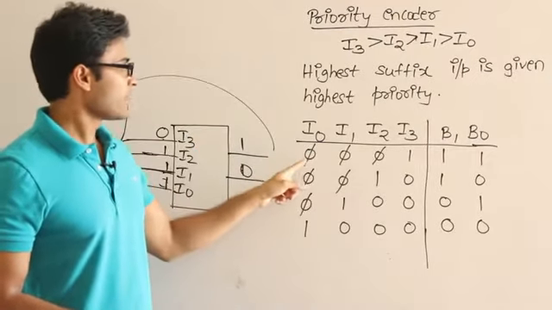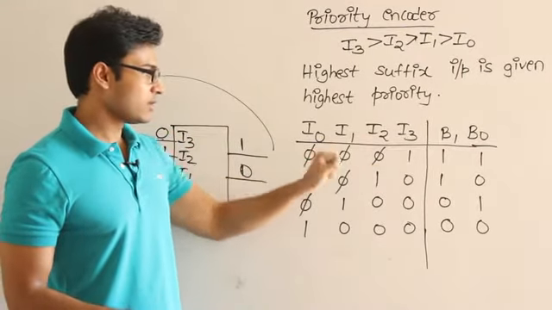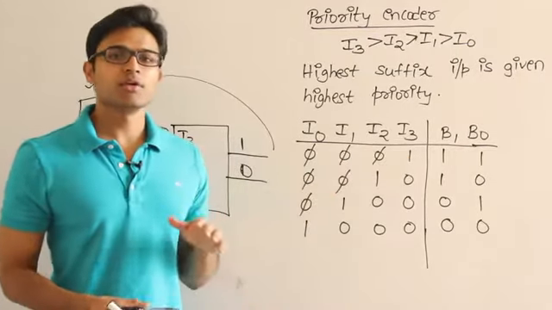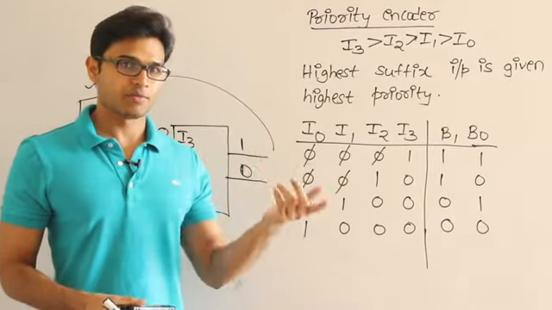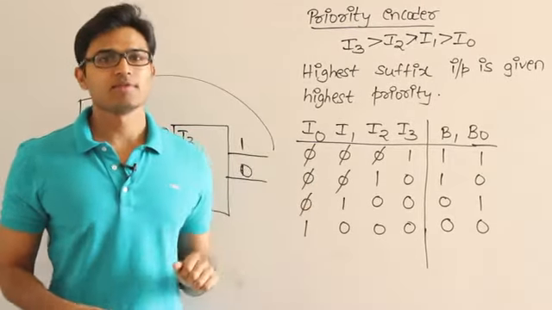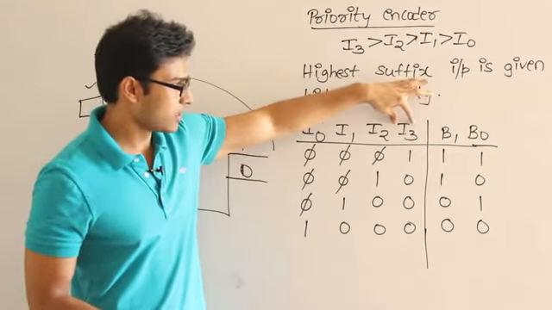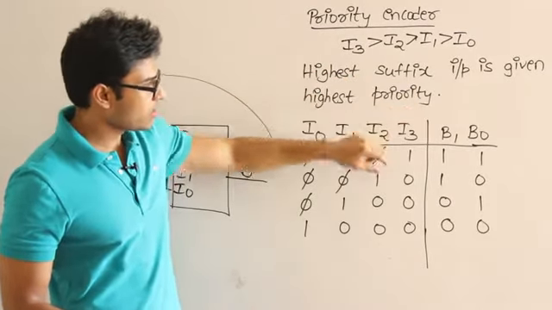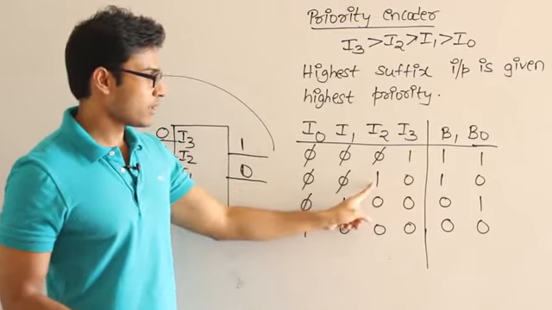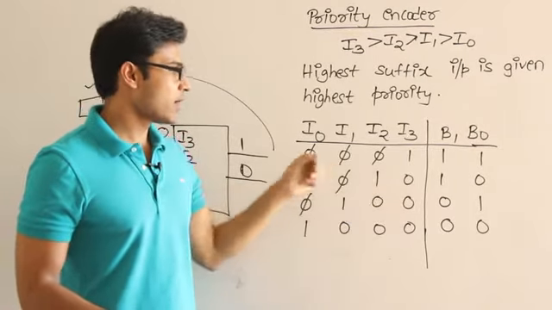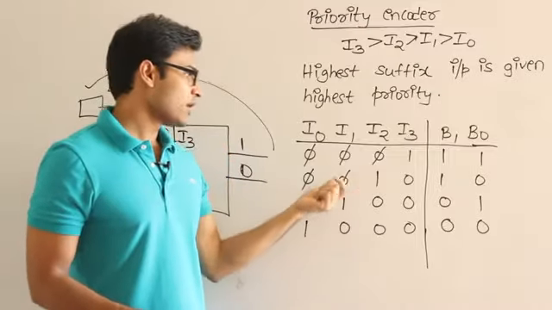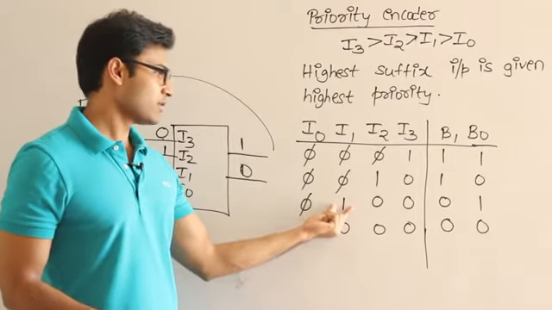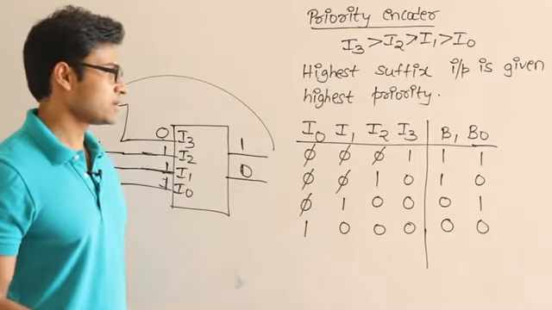And if you see this, when I3 equals 1, you don't care about the remaining inputs. That is enough. Whenever I3 equals 1, you need not care whether the signal is given by the other inputs or not. You just say the output is 1 1, which means we are giving the highest priority to I3, and whenever I3 equals 1, we don't look at the others at all. Similarly, whenever I3 is 0 and I2 equals 1, then the highest priority signal is I2, and we don't care about the remaining inputs. Similarly here, the highest priority is I1, then we don't care about the rest. That is how I formed this characteristic table.